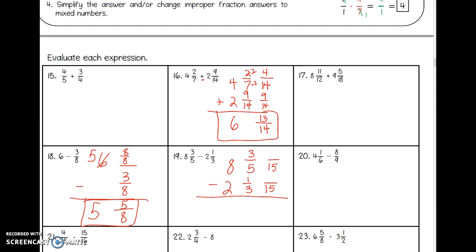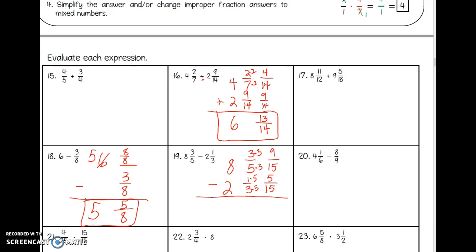Okay, so I'm going to go, 3 times what number is 15? Times 5 on the bottom, so I have to times 5 on the top. 5 times what number is 15? 3. I do times 3 on the bottom, so I do times 3 on the top. Now I have 9/15 minus 5/15.